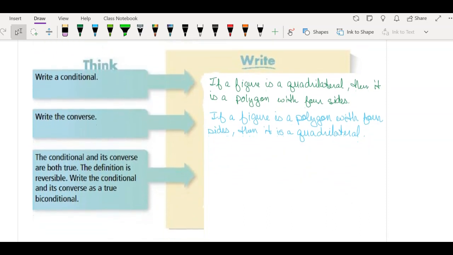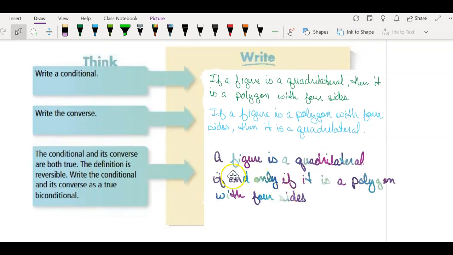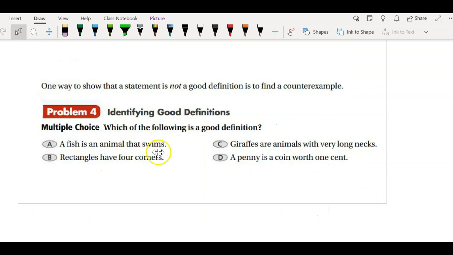Now let's write the biconditional. The biconditional statement would be: a figure is a quadrilateral if and only if it is a polygon with 4 sides. On this example, we're going to see if any of these are a good definition.